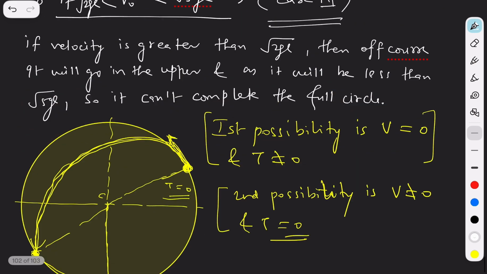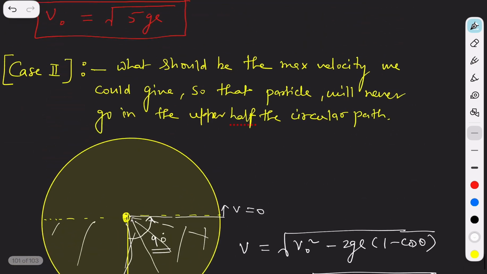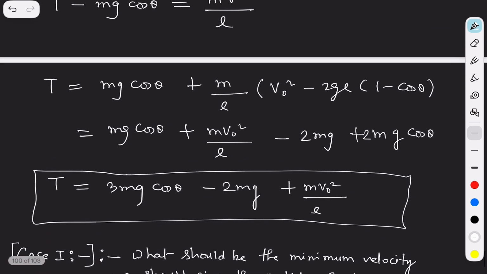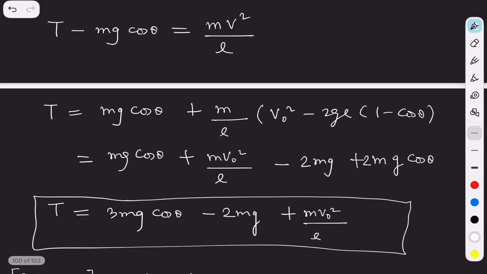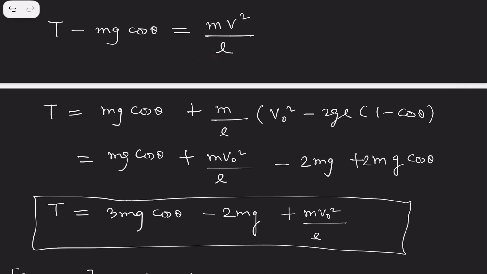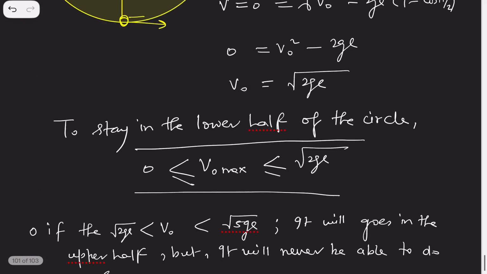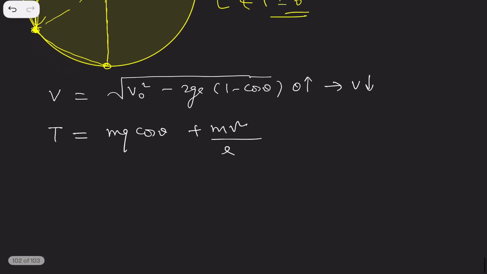Or I'll just show you so that you can see this. Here, when we were discussing, we derived this formula: T is equal to mg cos theta plus mv square by L. So that's why I directly wrote that. So guys, T is equal to mg cos theta plus mv square by L.